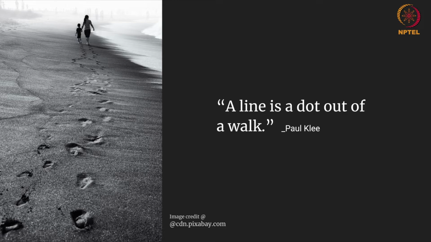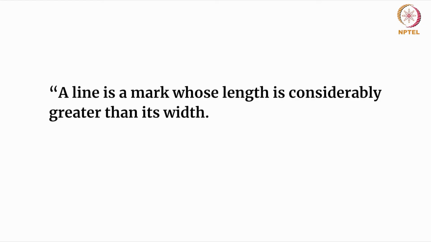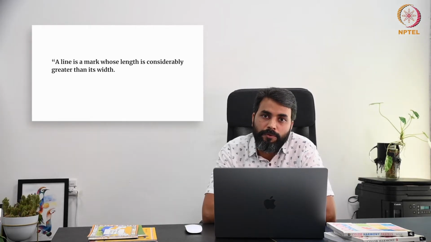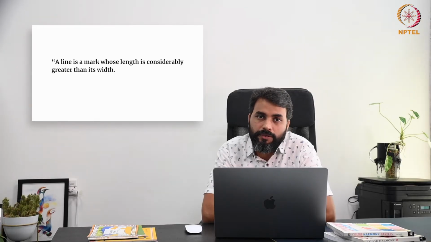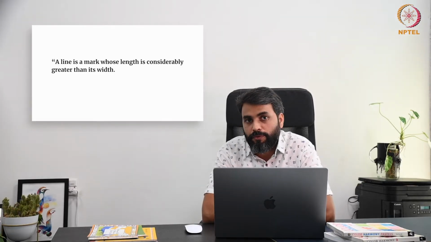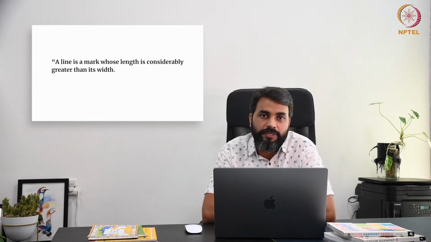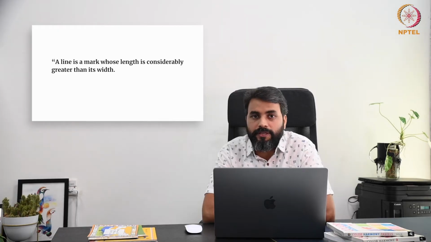For example, Paul Klee says, a line is a dot out for a walk, or a line is a mark whose length is greater than its width. So we can have our own definition of the line. Gradually, once we go through this lecture, I hope you will be able to come up with your own definition, like the way we did when we were trying to understand design and design fundamentals.